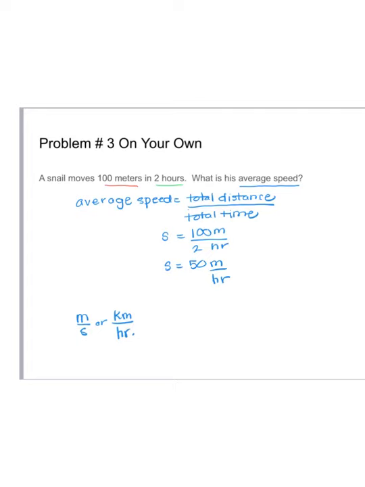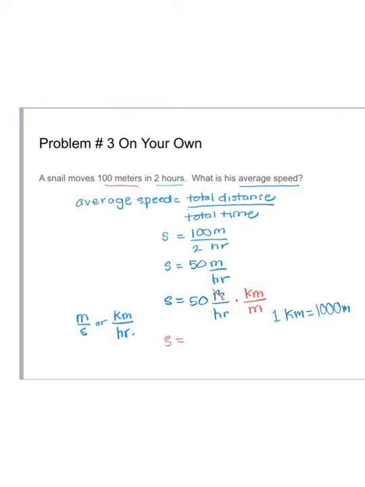So maybe it makes sense to convert the meters to kilometers. So our speed then, we know what the relationship is between meters and kilometers. 1 kilometer is equal to 1,000 meters. So that's our conversion factor. And so if we wanted to get rid of the unit of meters and end up with kilometers on top, we need meters in the bottom.